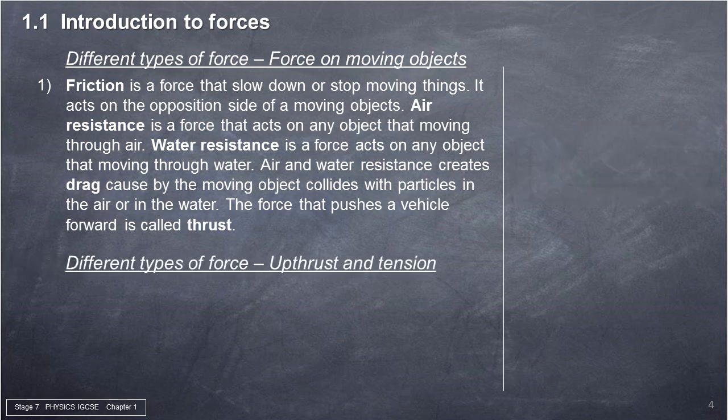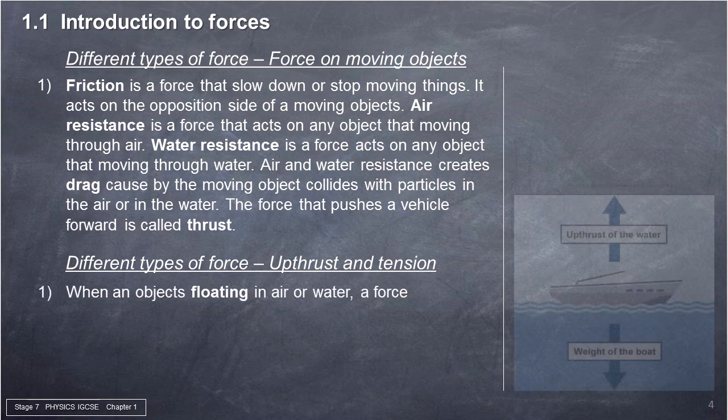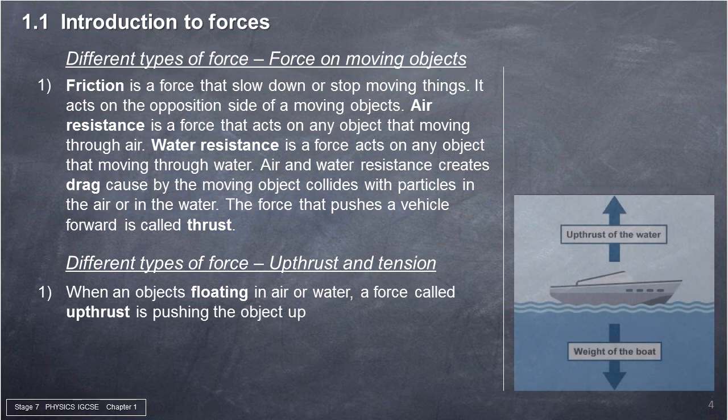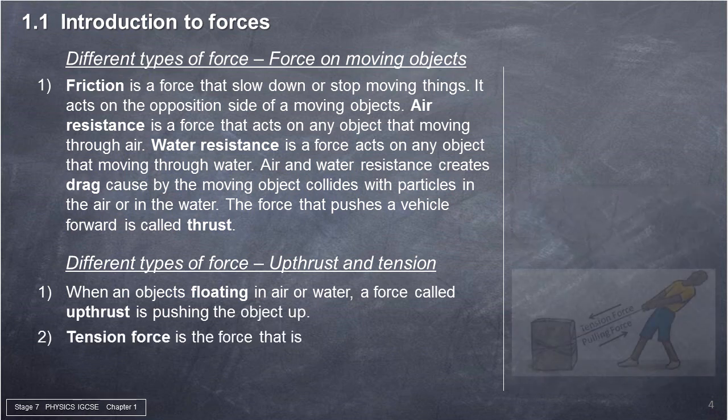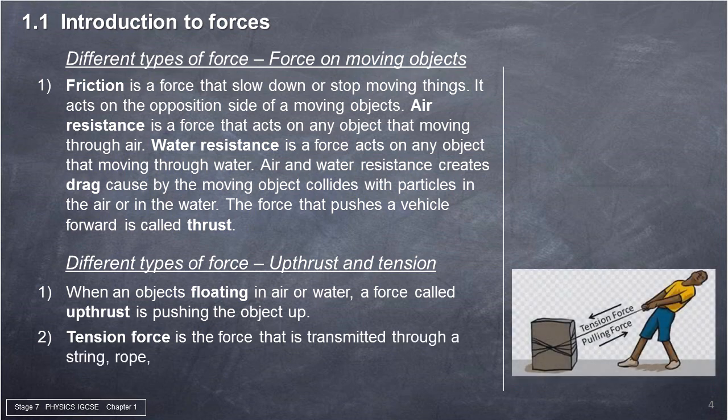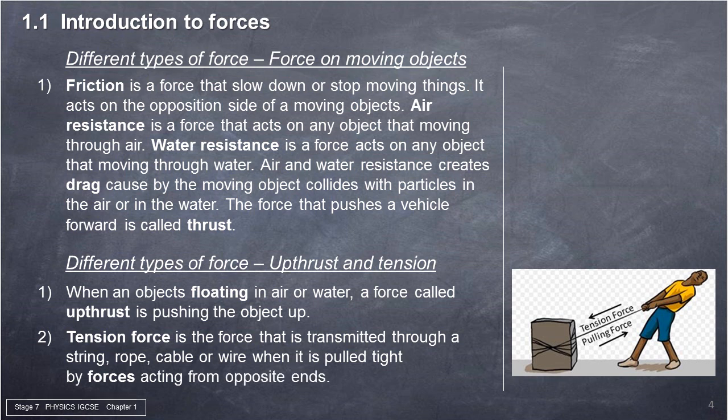Different types of force: upthrust and tension. 1. When an object is floating in air or water, a force called upthrust pushes the object up. 2. Tension force is the force that is transmitted through a string, rope, cable, or wire when it is pulled tight by forces acting from opposite ends.